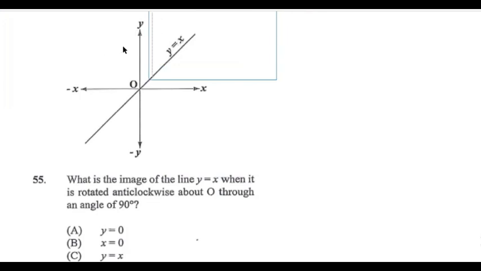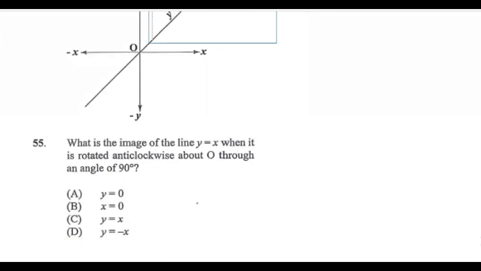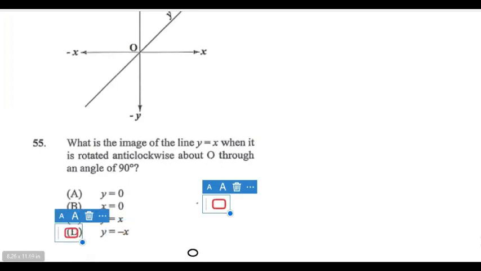So y equals x will move to this side of the graph, and as you can see, y would still be positive but x would now be negative. So therefore y is equal to negative x when it is rotated about a 90 degrees angle. So the answer for 55 is D.